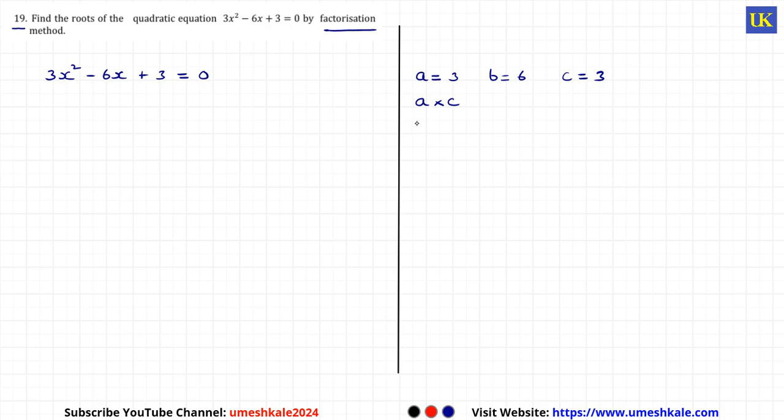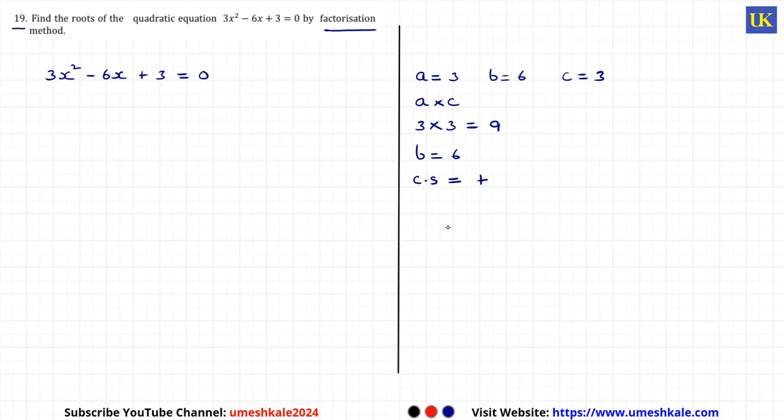Very simple. So 3 into 3. So A into C we have to do. We need to follow these steps. So 3 into 3 is 9 and the value of B is 6. And we have to note down the constant sign. Constant sign means this number what we have here without variable. That is why it is called as constant. The sign of this constant is plus. So we'll note down all these things.